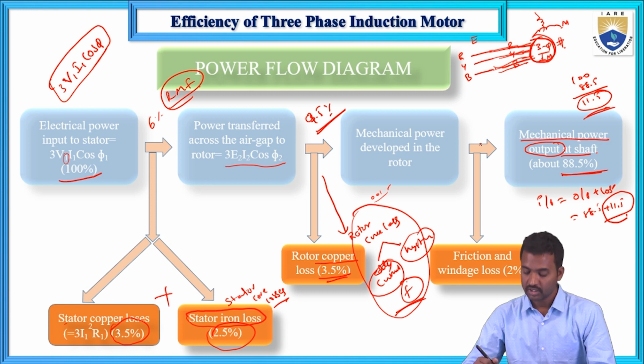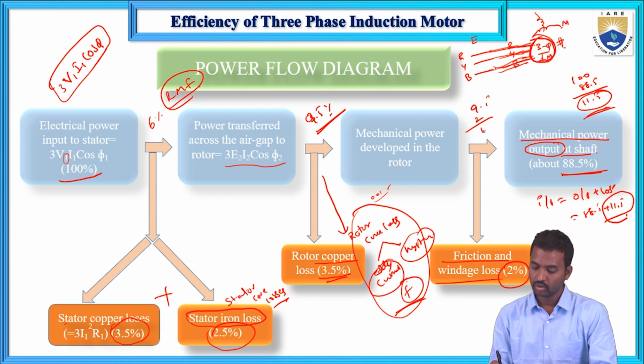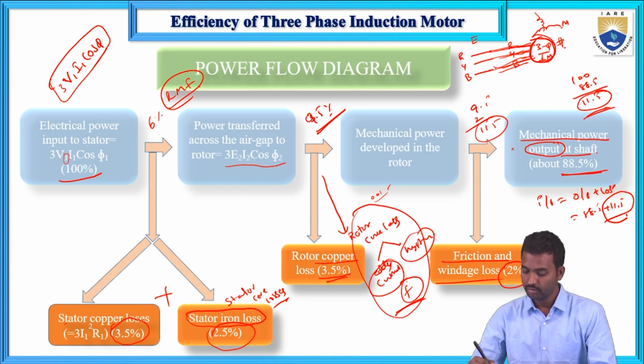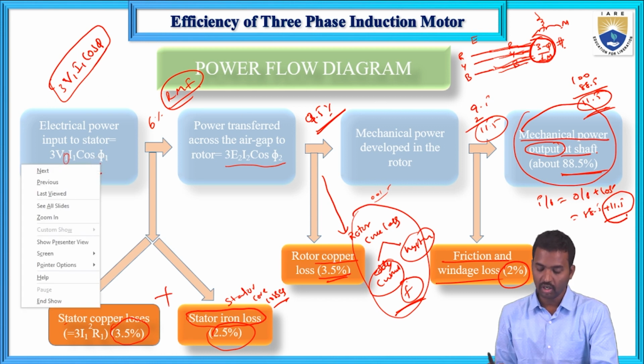Now because of friction and windage losses, that percentage is 2. So 9.5 plus 2 equals 11.5. So total losses in the 3-phase induction motor are 11.5 percent. If you subtract these losses, the power available at the shaft is the final output. So we have mechanical power output at the shaft and electrical power input to the stator. These are the different losses here.